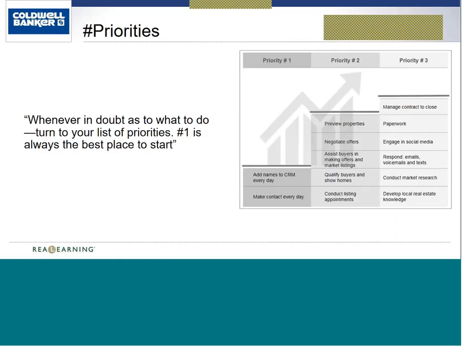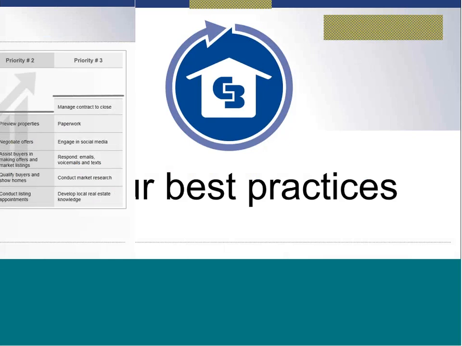Okay, we're also going to talk about priorities in week 1. The number 1 priority, we all know it: you've got to add names to your contact management database every day. You've got to make contacts every day. We know how many. For this person, it was 7. So when in doubt, always fall back. You're going to have priority 2 and priority 3, but priority number 1 is making contacts every day.